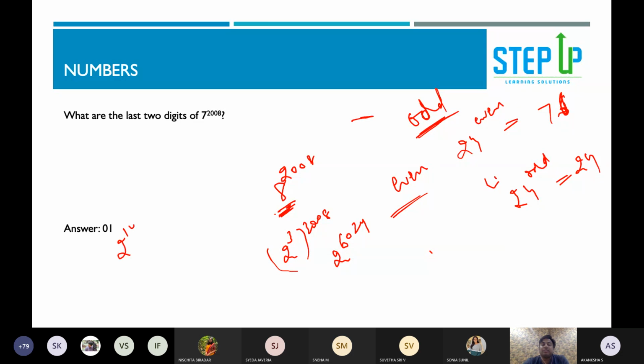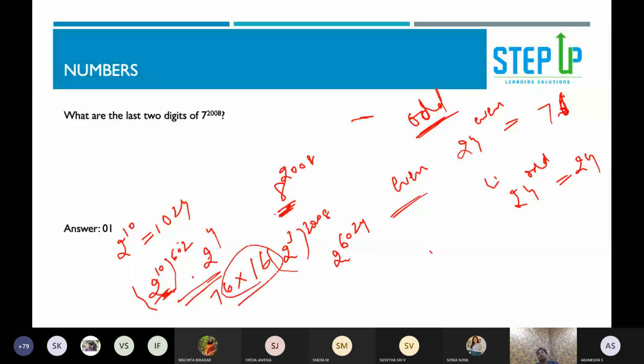2 power 10 is 1024. So what I do, I take 2 power 10 inside, I take 2 power 6020 multiplied by 2 power 4. This is how I break it. Right? 2 power 10 is 1024. 24 power even, that means you get what? 76. Multiply by 2 power 4, which is 16. You just have to multiply this value to get your answer.